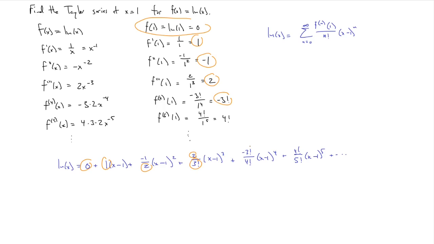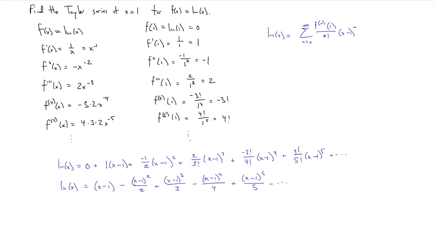And then we've got our negative 3 factorial over 4 factorial times x minus 1 to the fourth. And 4 factorial over 5 factorial times x minus 1 to the fifth. And it goes on and on like that forever. And we can simplify that a little. Notice that 2 over 3 factorial is 2 over 3 times 2. And the 2's cancel, and that just gets you x minus 1 cubed over 3. And similarly, 3 factorial over 4 factorial is just a fourth, and that gets us this term. And 4 factorial over 5 factorial is a fifth, which gives us this term, etc.